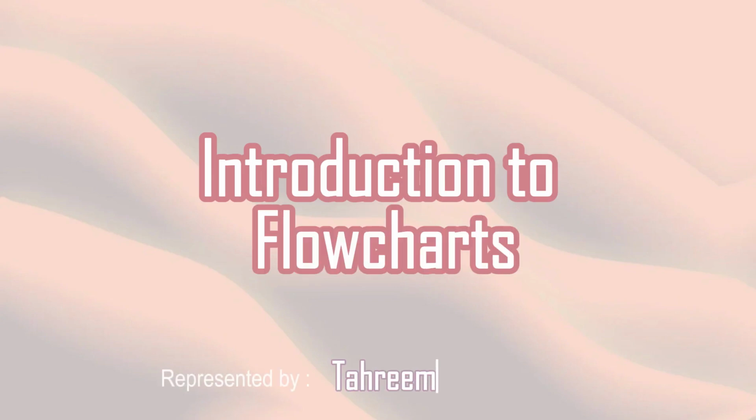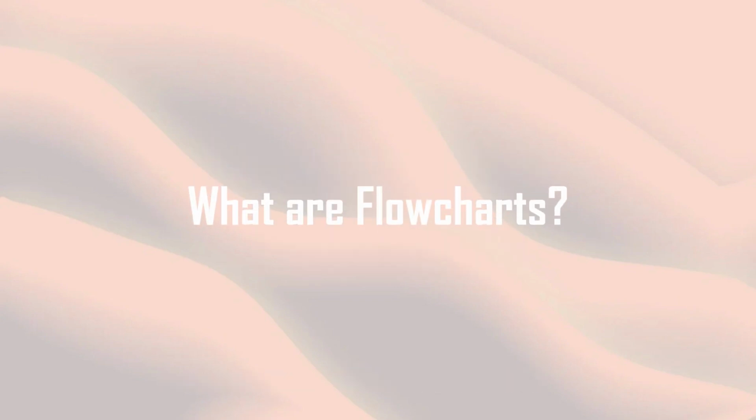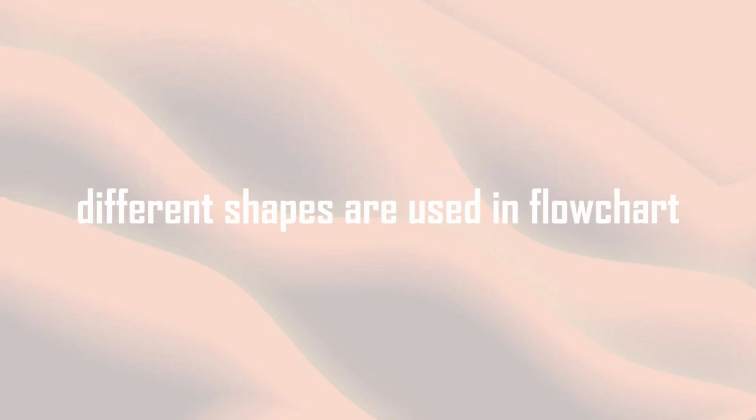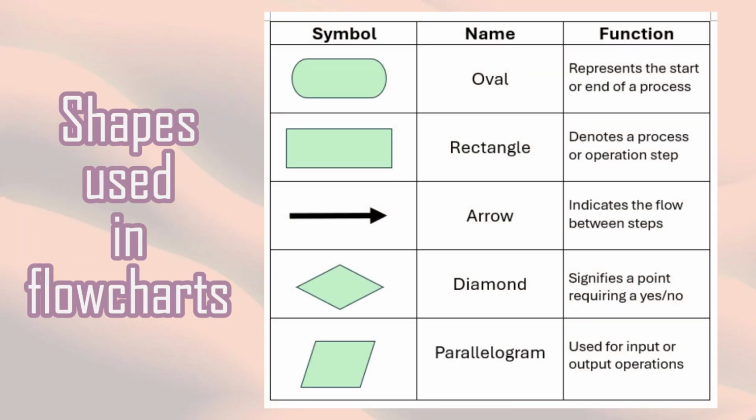In this video, we are going to discuss an introduction to flowcharts. So basically, what are flowcharts? Flowcharts are the graphical representation of the step-by-step solution of a program. Different shapes are used in flowcharts, as you all know. Now we will discuss which shapes are used in flowcharts. So these are the shapes that are most commonly used in flowcharts.